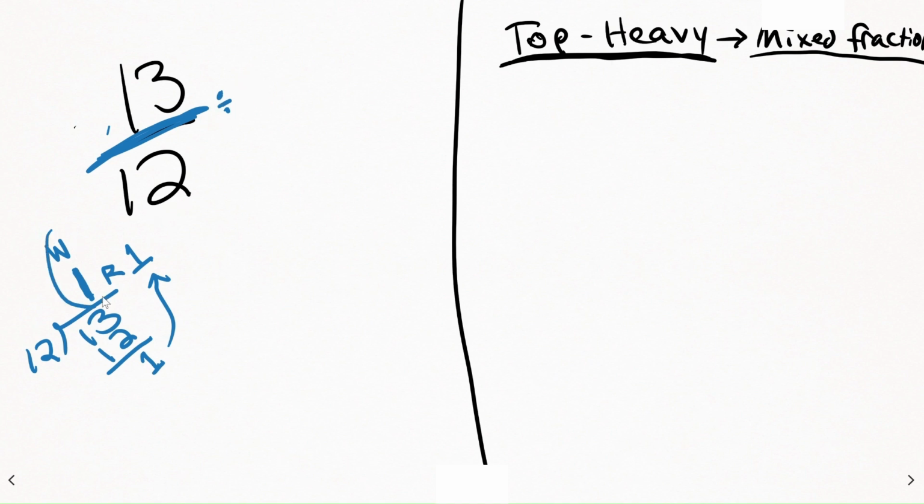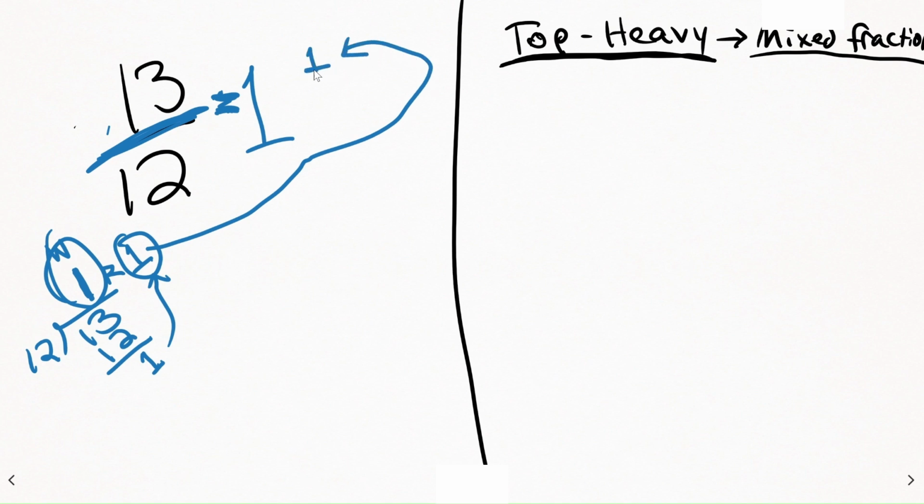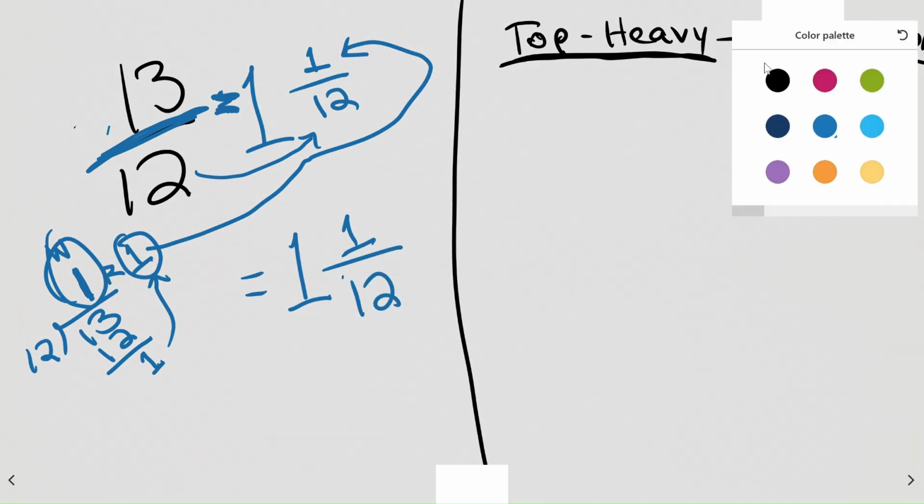So that means this is going to be your whole number, the 1. And let's turn this into an equal sign. And then you take the remainder number and you put it on the top of the fraction. And then you just carry over whatever the bottom was on the fraction. So 13 over 12 is the same as saying 1 and 1/12. And don't forget to write this down in your notes.